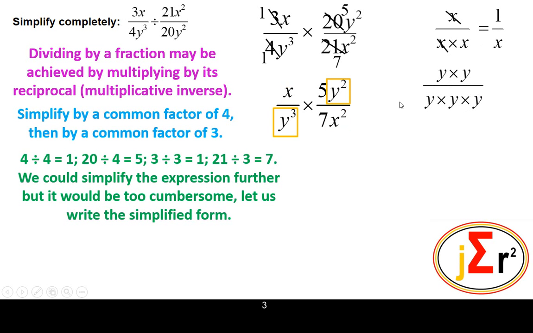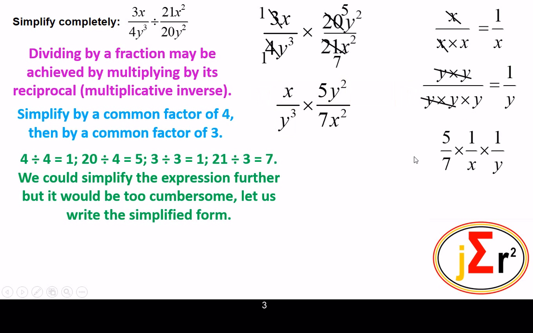Now, what we have here is y squared in the numerator and y cubed in the denominator. Y squared is two occurrences of y, y times y, in the numerator. Y cubed is three occurrences of y, y times y times y, in the denominator. So what will we have? Those two in the denominator will cancel with the two in the numerator, and all that we have left is one occurrence in the denominator.